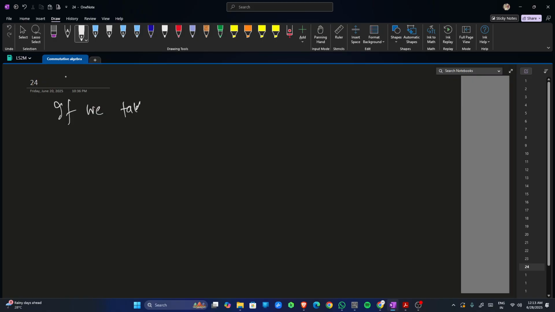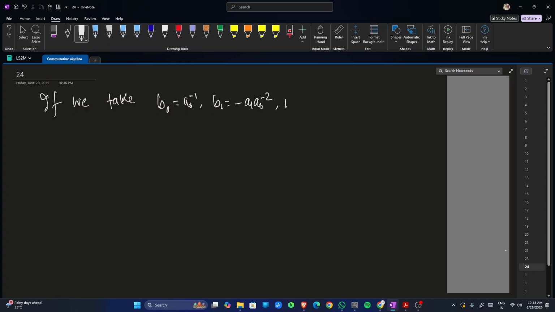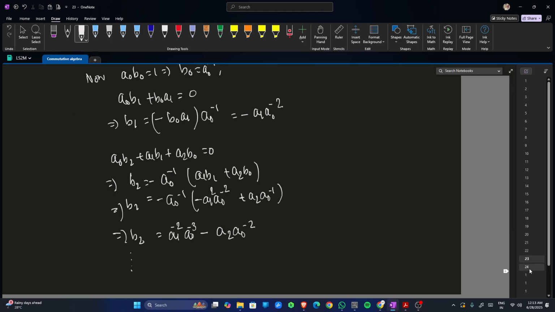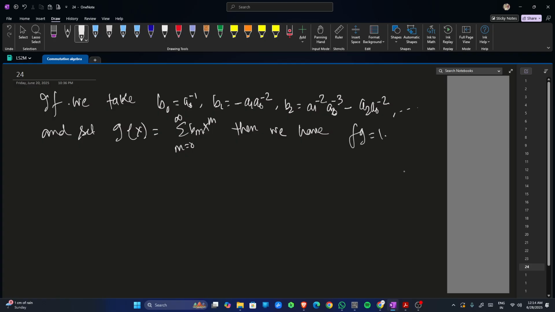If we take b0 equal to a0 inverse, b1 equal to minus a1 a0 to the minus 2, b2 to be a1 squared a0 to the minus 3 minus a2 a0 to the minus 2 and so on, and set g(x) to be the summation of bm x^m, m equal to 0 to infinity, then we have fg equal to 1. Done. What else is needed? Problem 2.